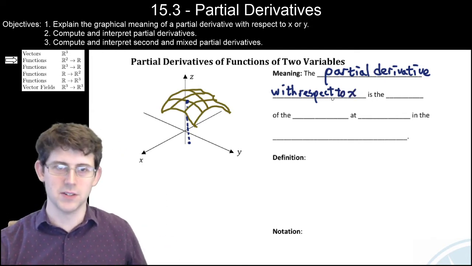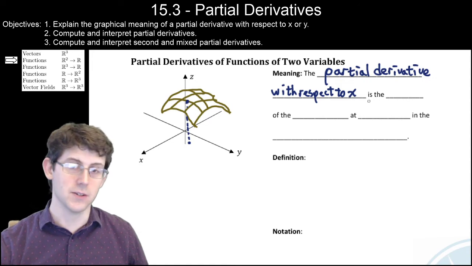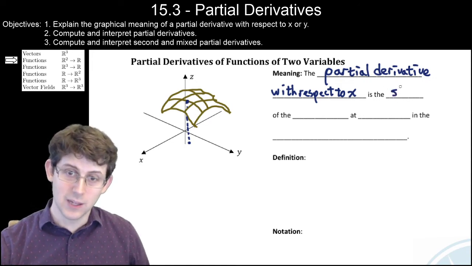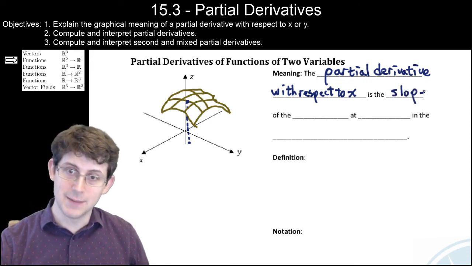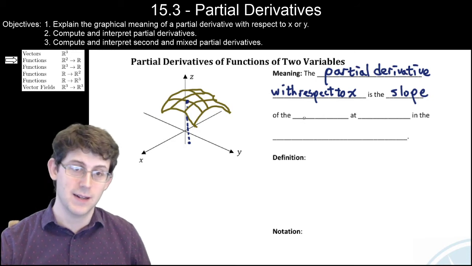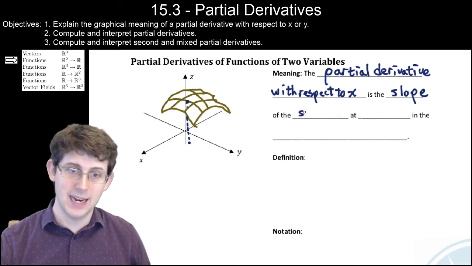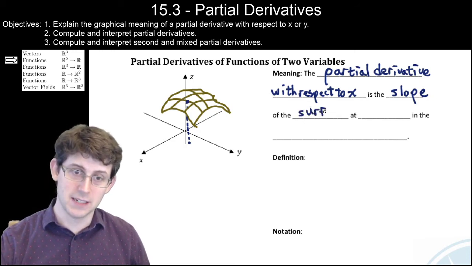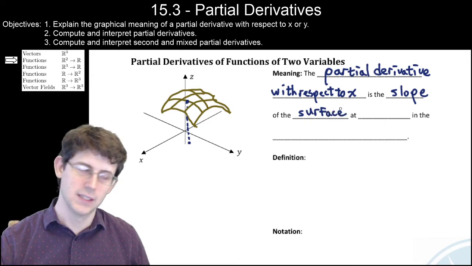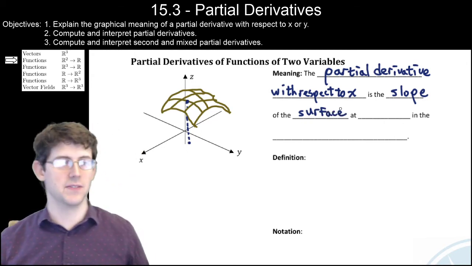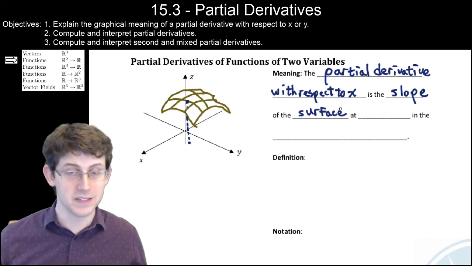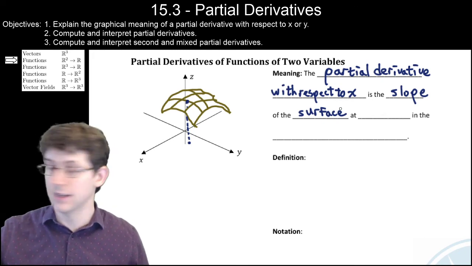So you could do the partial derivative with respect to y instead if you wanted to. We still want it to be the slope, because I want to use basically all the same ideas that we had in Calculus 1, but now it's going to be the slope of the surface.